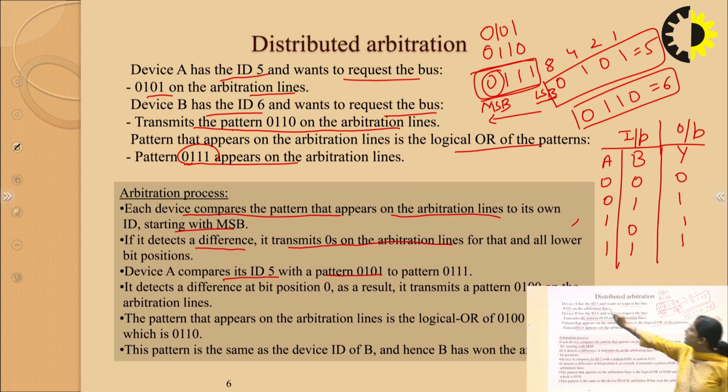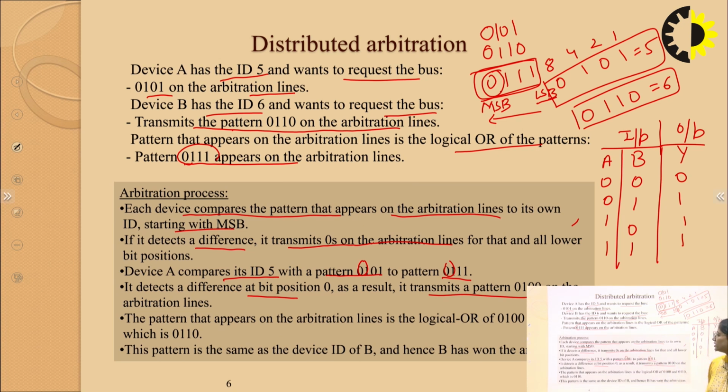Device A has ID 5. It will compare the pattern 0101 with the resultant pattern, that is 0111. It detects a difference at position 0. Here it is 0, the MSB is also 0, here it is also a 0. A 0 here represents a difference. It transmits a pattern 0100. So it will transmit 0100.